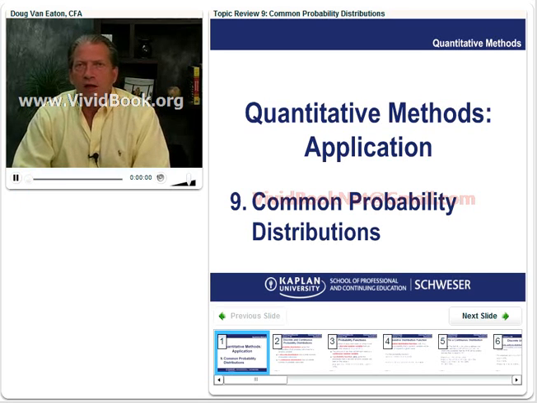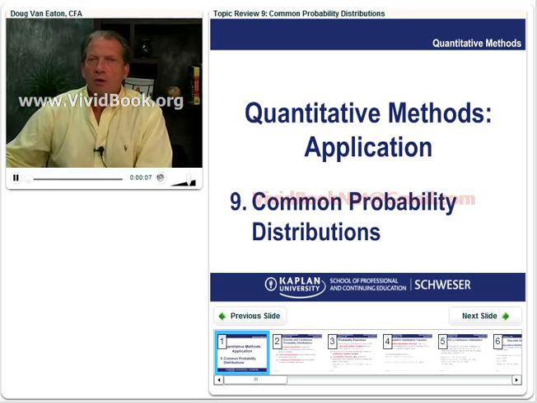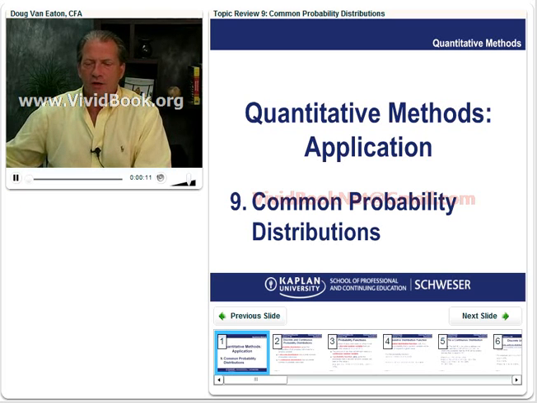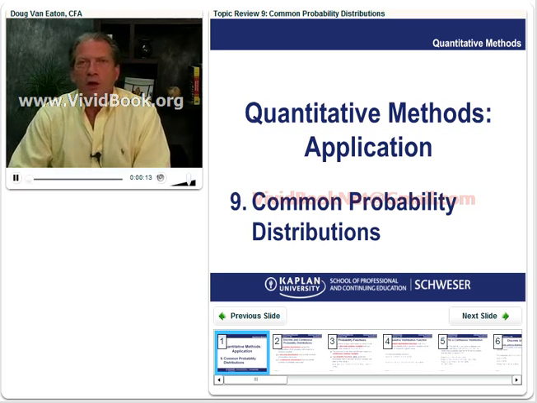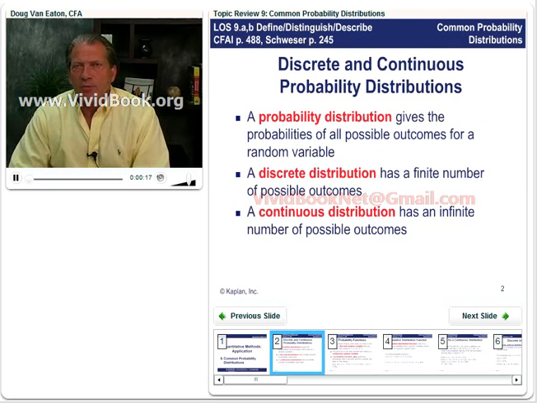In the video classes, we're going to take a look at a reading from Level 1 Quant, Common Probability Distributions. So we've got a few distributions to look at, some more important than others, and I'll let you know that along the way. But first we need a little bit of terminology. When we talk about a probability distribution, it gives the probabilities of all the possible outcomes for a random variable.